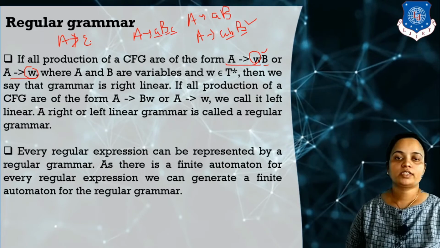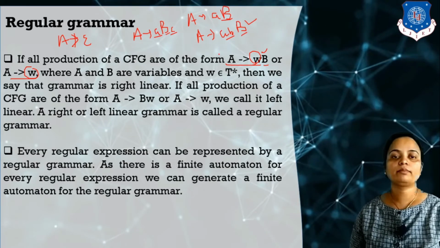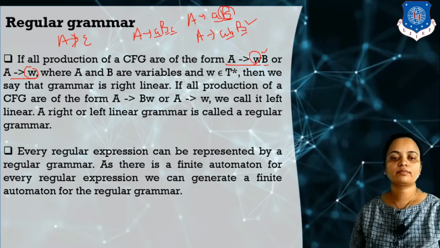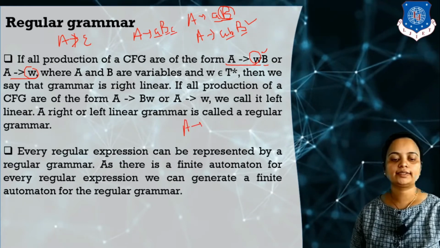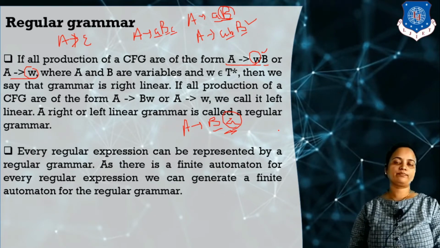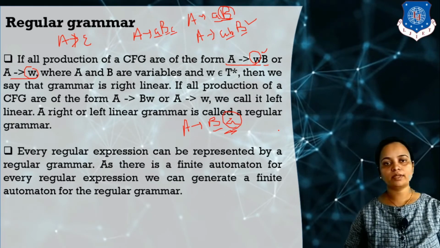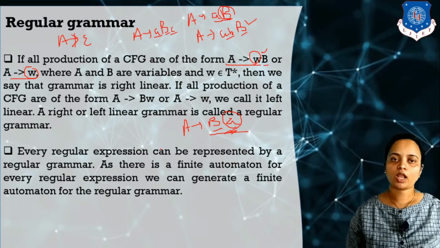Now the difference between a left linear grammar and a right linear grammar is the position of the non-terminal on the right hand side of the production. If it appears on the right side of the terminals, it is a right linear grammar. If the non-terminal appears on the left side of the terminal combination on the right hand side of the production, you can say that this is a left linear grammar.